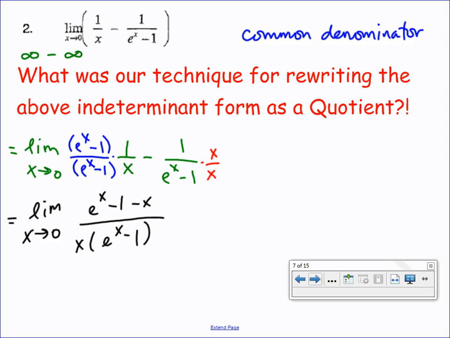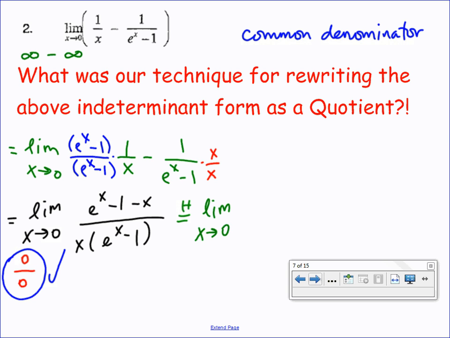We try again. As I plug in x equals 0, I'm getting e to the 0 is 1, minus 1 is 0, minus 0 is 0. So my numerator is 0. What happens to my bottom? Well, I get 0 times 0, which is also 0. So it looks like, voila, by utilizing a common denominator, nice technique, Kyle, I've constructed an indeterminate quotient form, which does authorize the use of L'Hopital's rule. So now I can go to L'Hopital. We're going to apply L'Hopital's rule in this step.